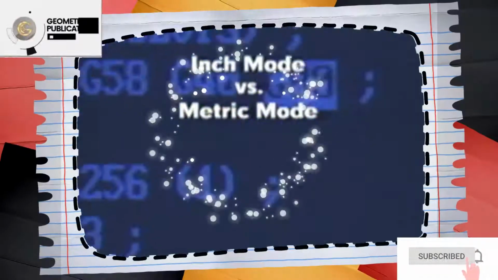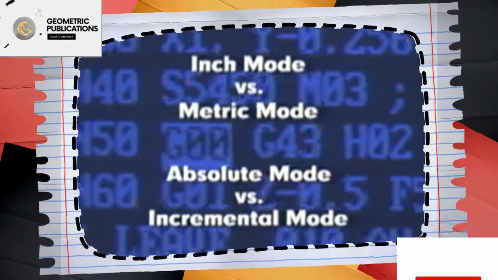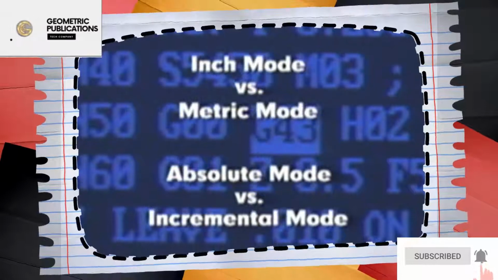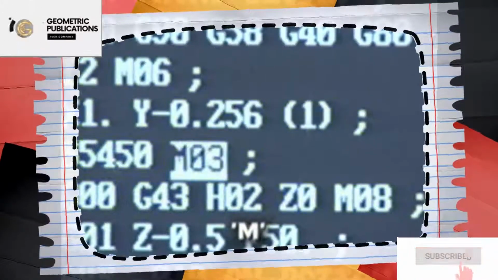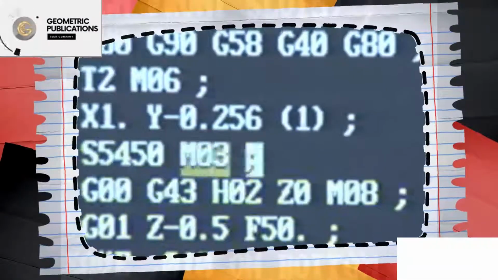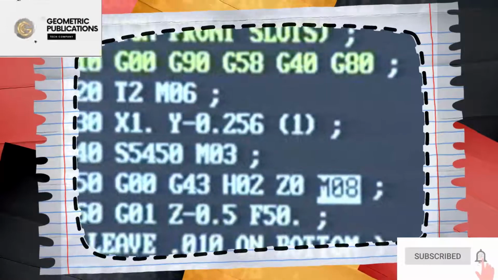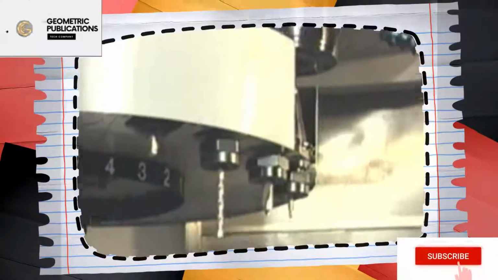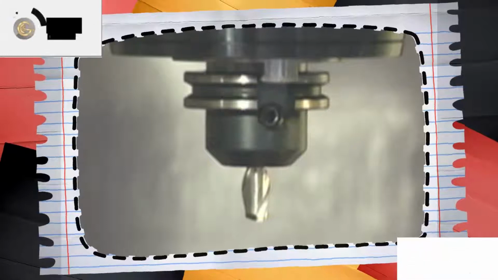Functions such as inch mode versus metric mode, or absolute mode versus incremental mode, are specified using a word with a G letter address. The letter M, along with its numerical value, specifies many miscellaneous functions. M words work much like programmable on-off switches for such things as coolant, tool changing, and machine spindle rotation.